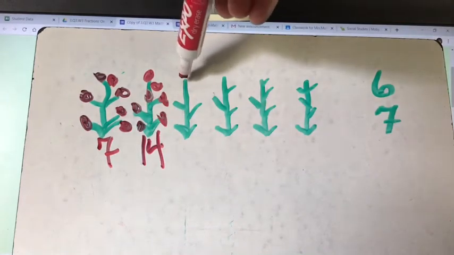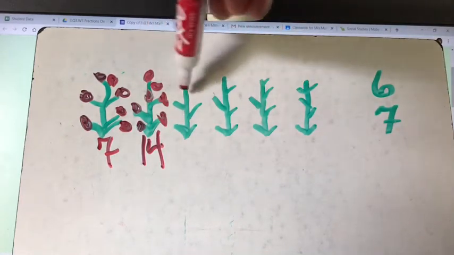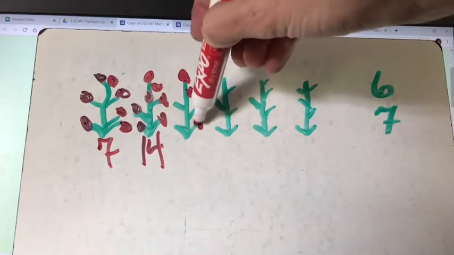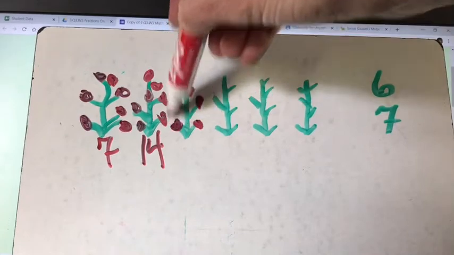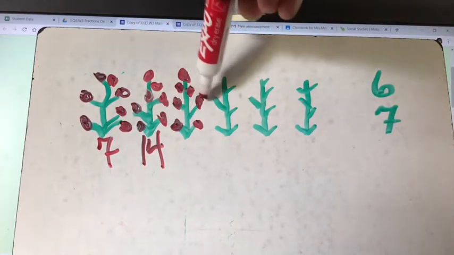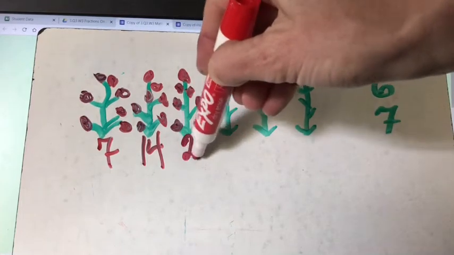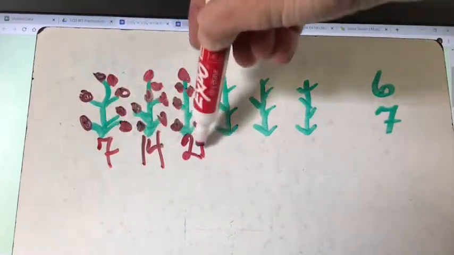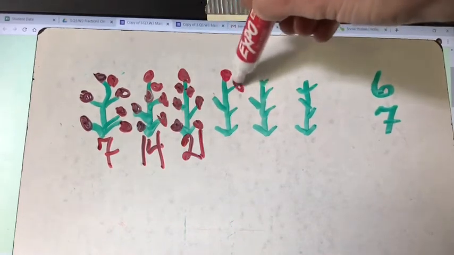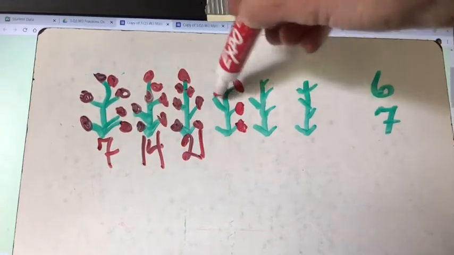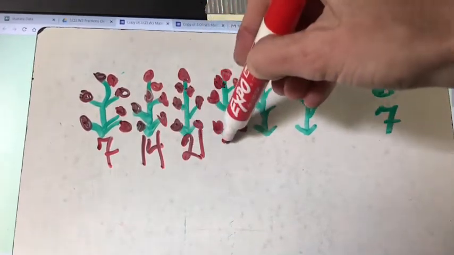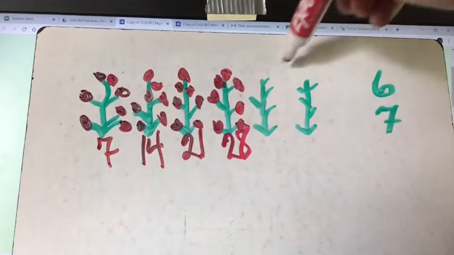And I have to add 7 more on each one. So 14, 1, 2, 3, 4, 5, 6, 7. So 14, 15, 16, 17, 18, 19, 20, 21. I'm going by multiples of 7: 7, 14, 21. I add 7 more, 3, 4, 5, 6, 7. So 21 plus 7 is 28.